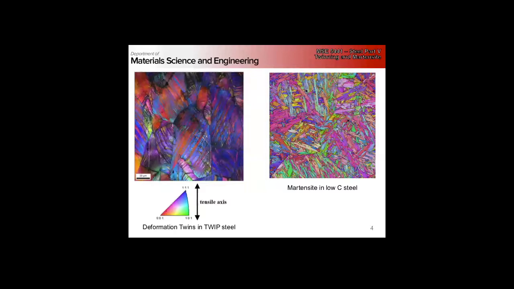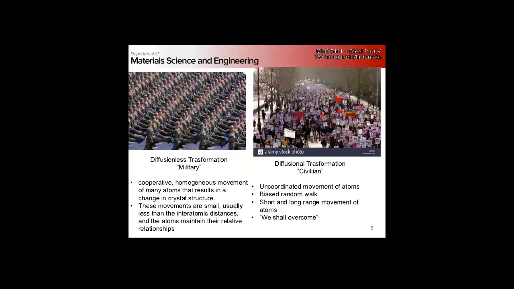And there's some nomenclature you'll see floating around, and I think it's a good analogy, but we don't want to stretch it too far. We can think of both twinning and martensite as being diffusionless transformations. And these are often referred to as military, right?